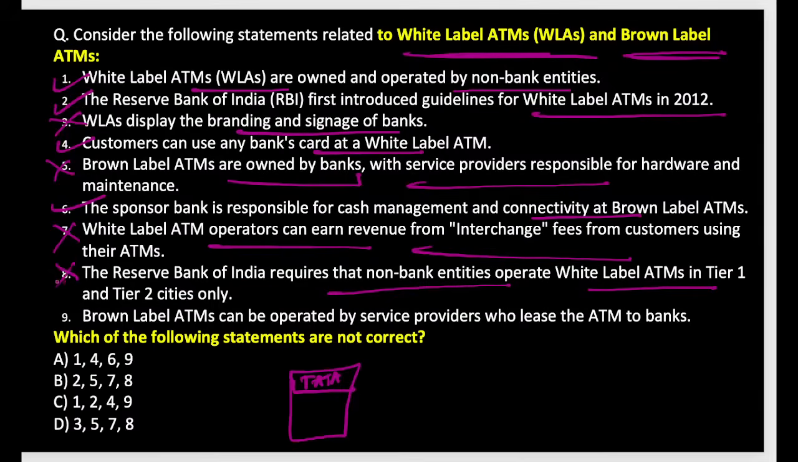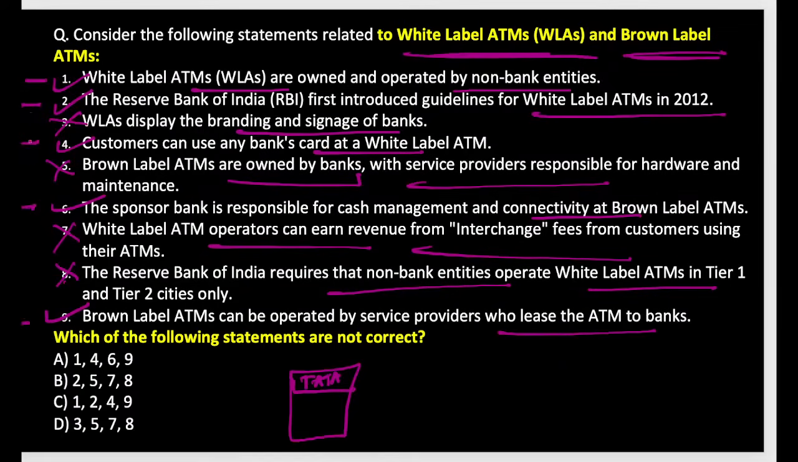No, financial inclusion was the target, so not for tier 1. Tier 1 already has ATMs and others. Brown label ATMs are above tier 2, mostly in semi-urban and rural areas. A brown label ATM can be operated by a service provider who leases the ATM to the bank. This is also true. Now tell me, so 1, 2, 4 and 6 and 8.